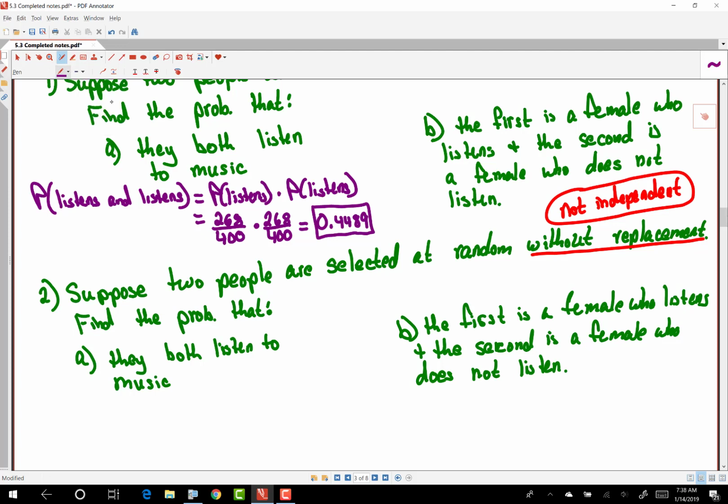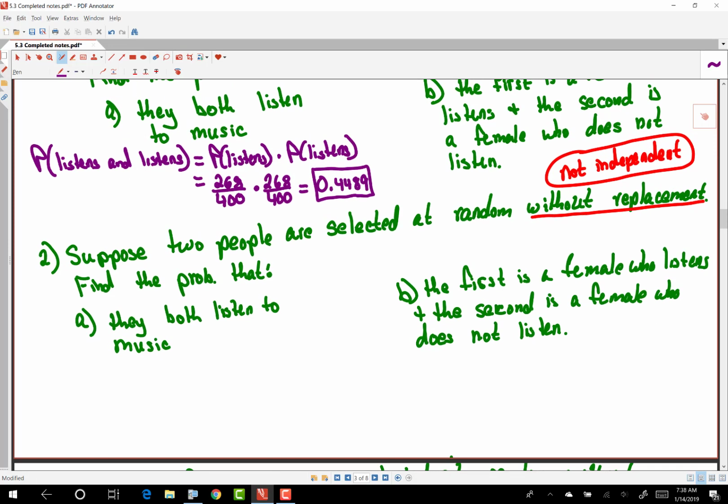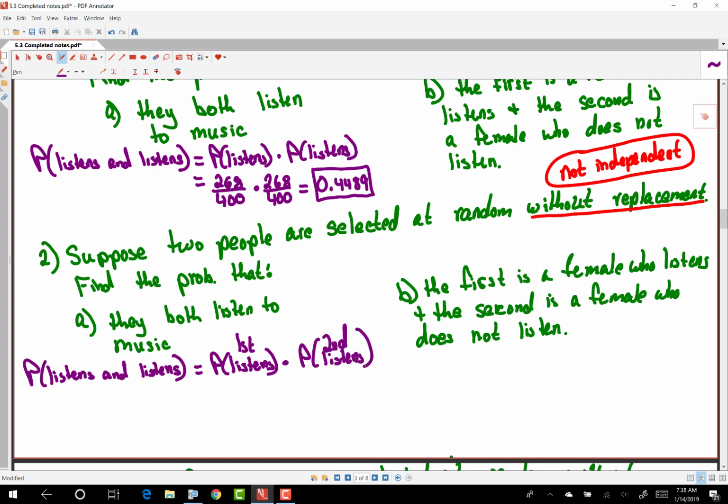So we want the same question, find the probability that they both listen to music. So again, we have the probability of listens and listens. And we're still going to multiply because we're selecting more than one. So it's going to be the probability that the first listens times the probability that the second listens. Well, the probability that the first listens is going to be the same as it was in number 1.